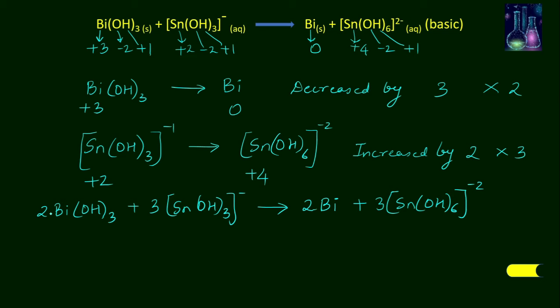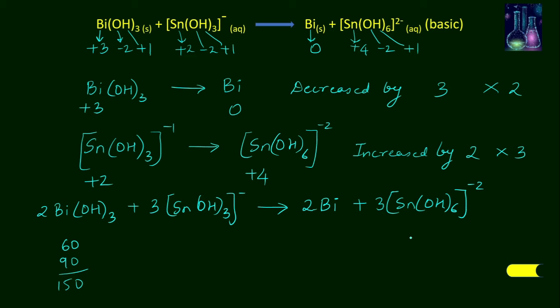Now see, our atoms are balanced. Now let's balance oxygen and hydrogen. To balance oxygen, we need to add water. Let's see how many oxygens are there. 3 2s are 6 oxygens over here, and 3 3s are 9 oxygen. So there are 15 oxygen atoms over here. And here 6 3s are 18 oxygen atoms.